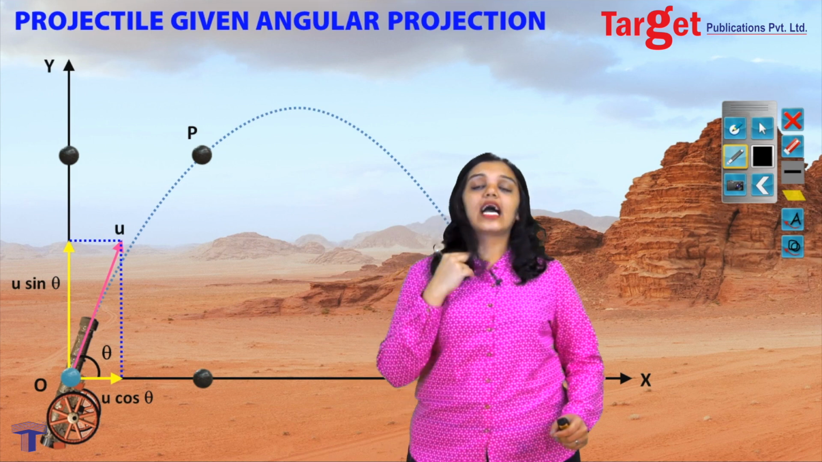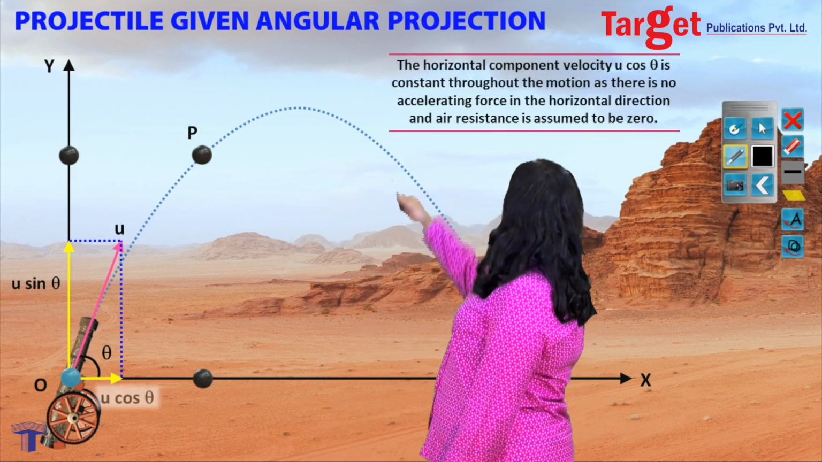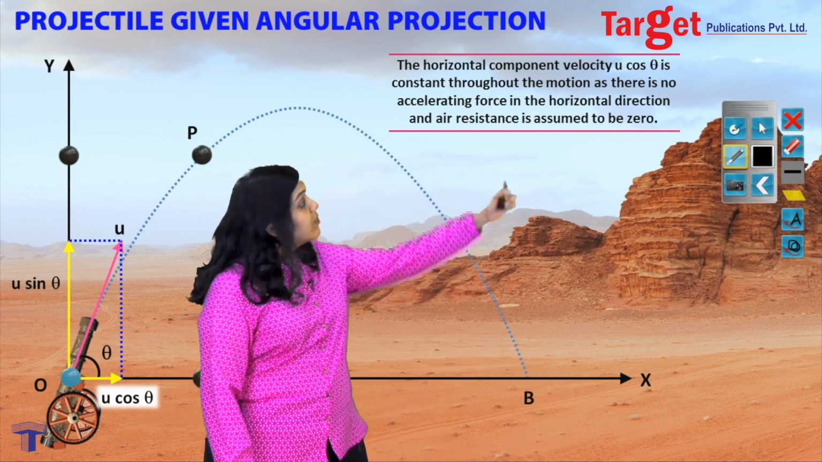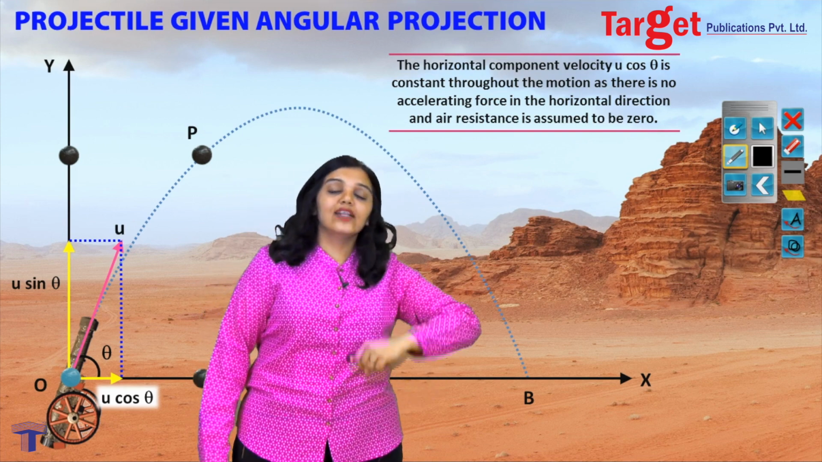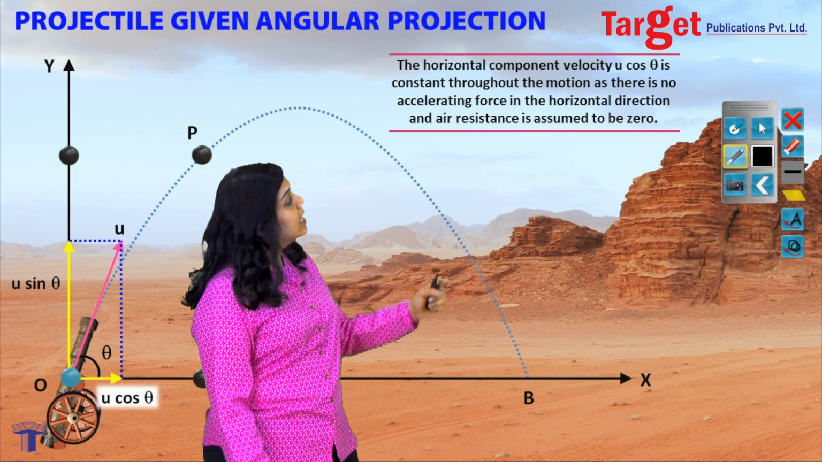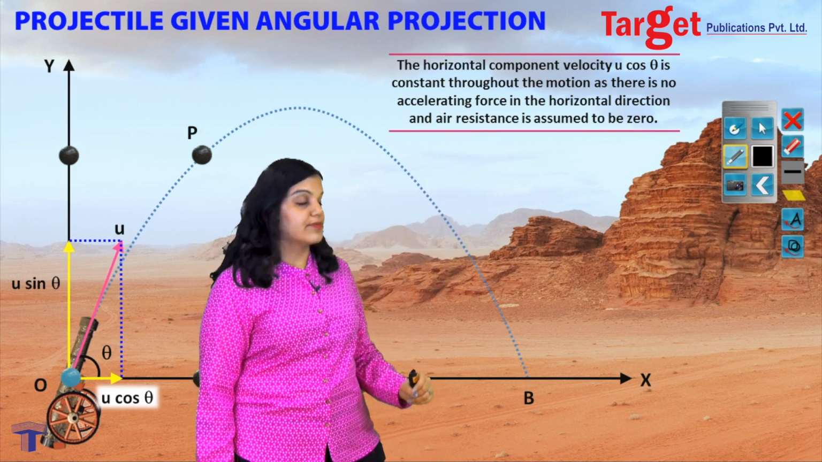So what exactly is happening along the x direction? Along the x direction, I say that the horizontal component of velocity, which is u cos theta, remains constant throughout. And why am I saying that the horizontal component remains constant throughout? Because there is no accelerating force in the horizontal direction.